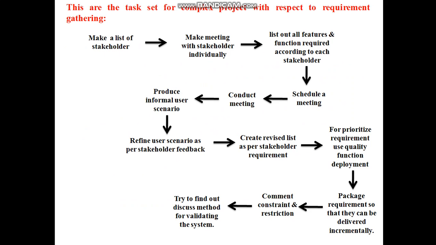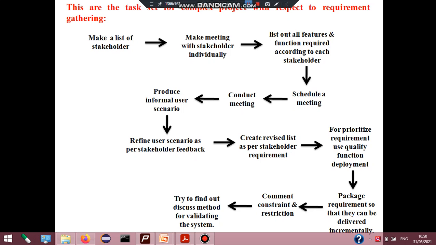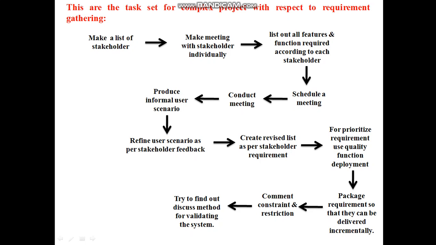First, which is same as a small project, make a list of stakeholder, make a meeting with the stakeholder individually, list out the features and functions, then schedule the meeting, conduct a meeting, produce informal user scenario. So these are the task set for the complex project with respect to the requirement gathering.